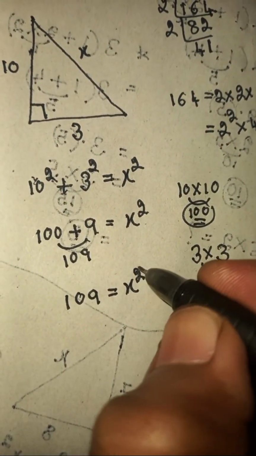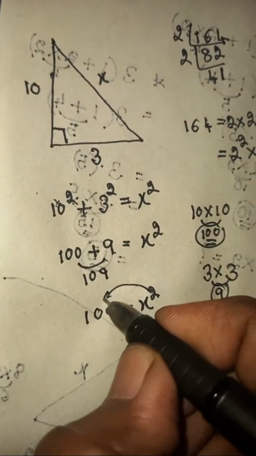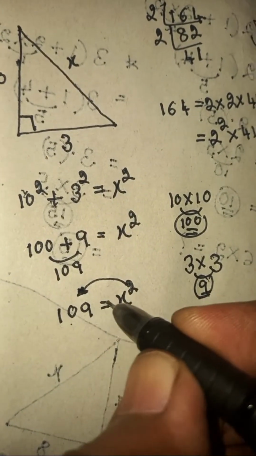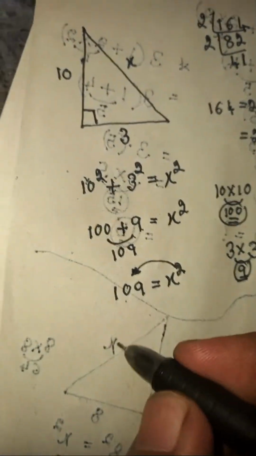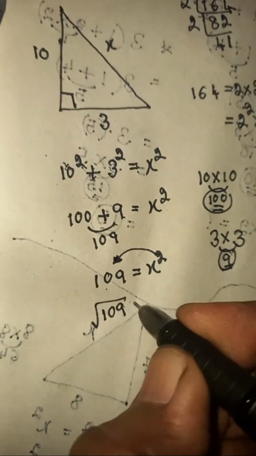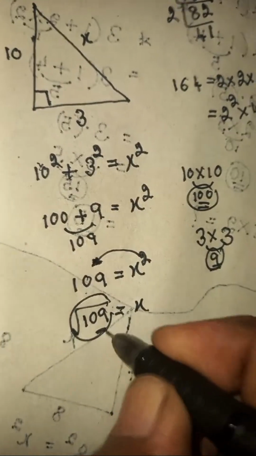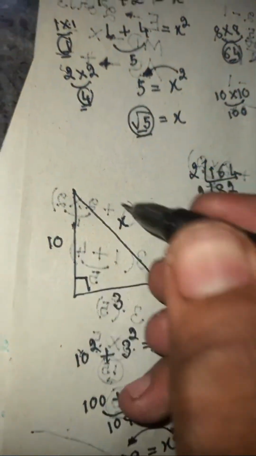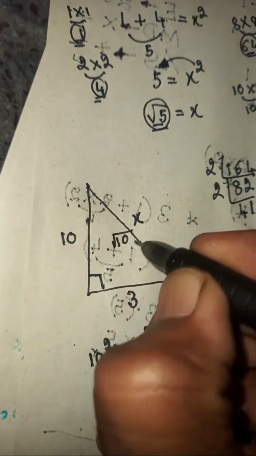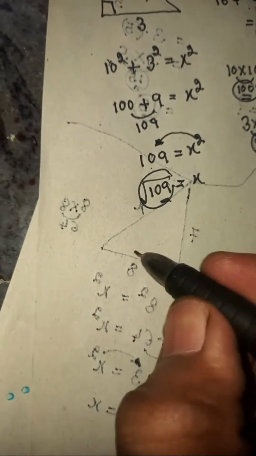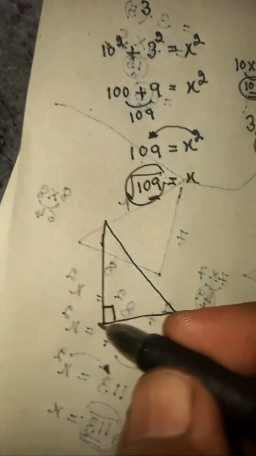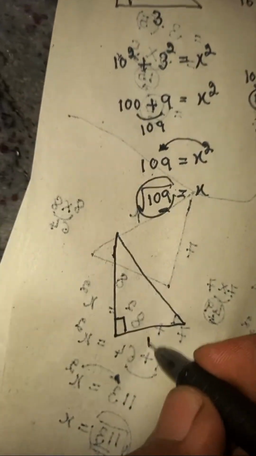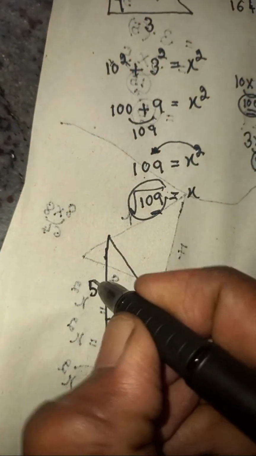Here x square, and this square moves towards the outside of that side of equality, it is going to become root. So it becomes root of 109. X value is nothing but the hypotenuse value, that is root of 109. Let's take one more triangle. In this triangle they have given this side is equal to 1 unit and this side is 5 units.